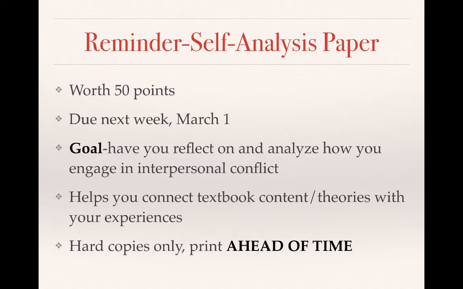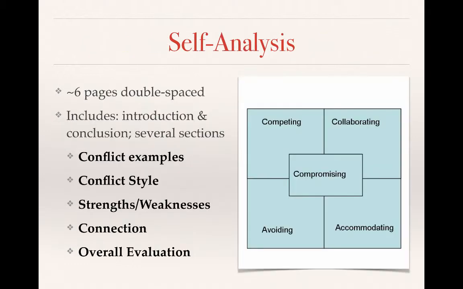But I think to do that effectively, to write the paper well, you're going to need to go back and look at the assignment sheet. That's up on Canvas for you. The details of this are, it's roughly 6 pages, double-spaced. Definitely an introduction and conclusion paragraphs. And these are the sections I would typically have: conflict examples, conflict style, strengths and weaknesses, connection, and overall.